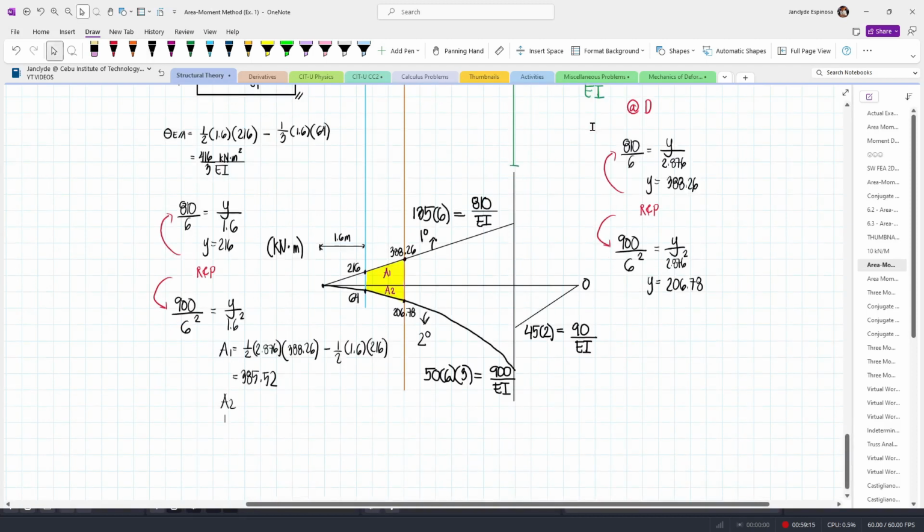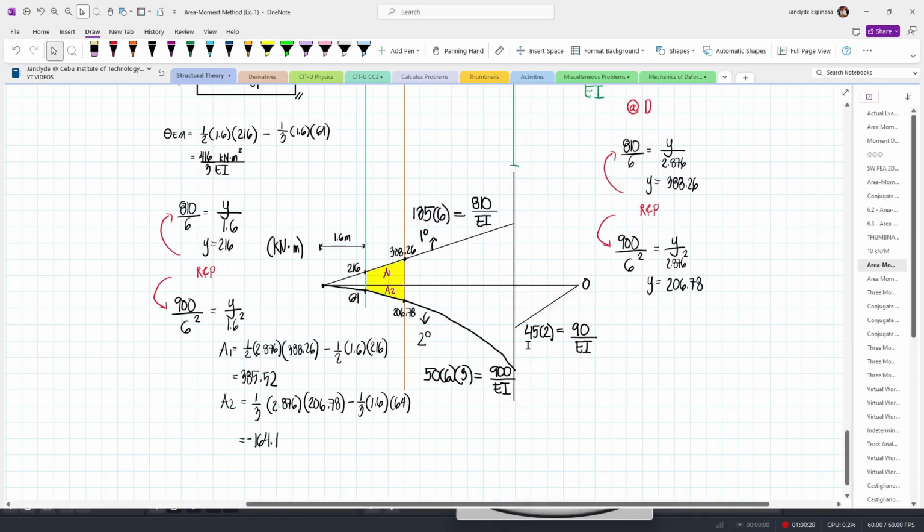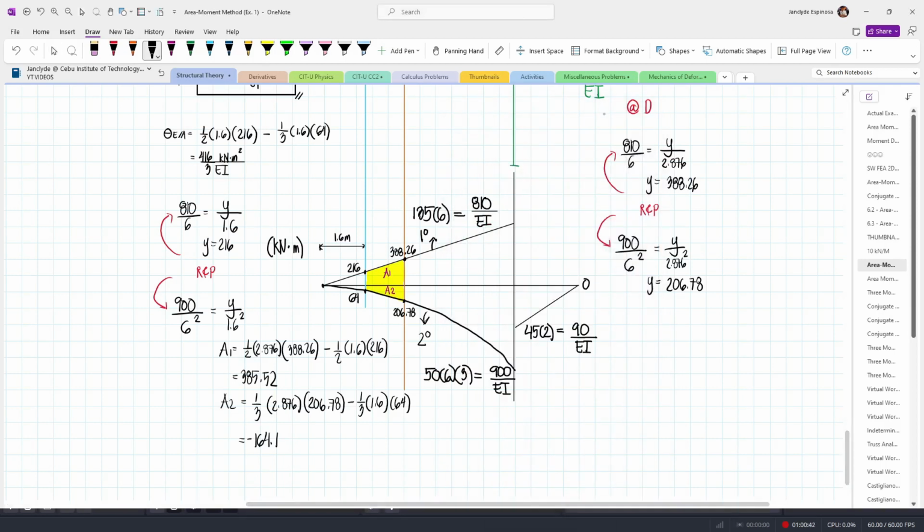Now for A2, we have the area of the bigger spandrel minus the area of this small spandrel. So this is 1/3 times a base of 2.876 multiplied by a height of 206.78, this one, minus the area of the smaller spandrel. So we have 1/3 times 1.6, which is our base, times a height of 64. And so solving A2, we have 164.1, and then this is a negative area because again this is below the 0 line. So subtracting the 2, we have 385.52 minus 164.1, we get 221.42, and then this is the slope of E.